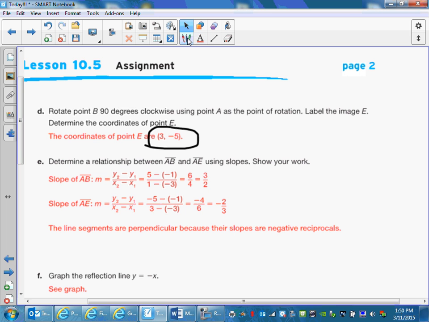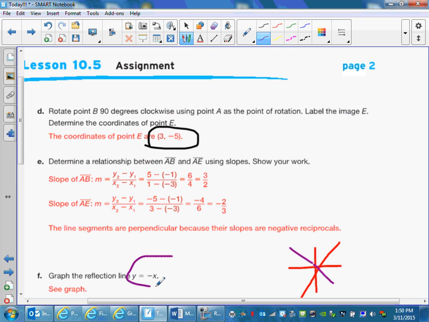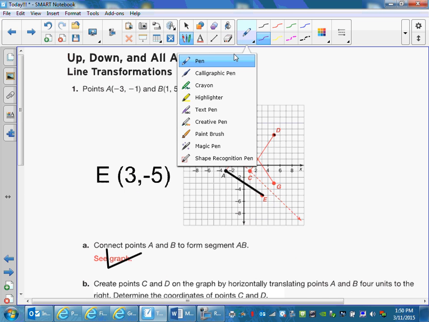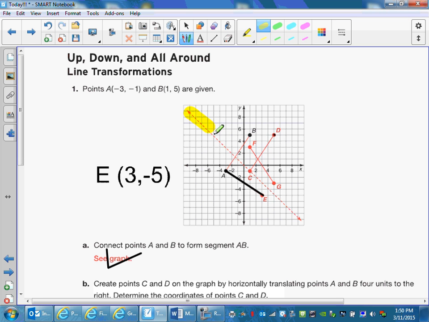When we have our 4 quadrants, this is 1, 2, 3, 4, the line that goes between quadrant 1 and 3 is y equals x. So if I wanted to graph y equals -x on my coordinate plane, that would be a line that goes through quadrant 2 and quadrant 4. So that would be this line here. Add that to your graph.